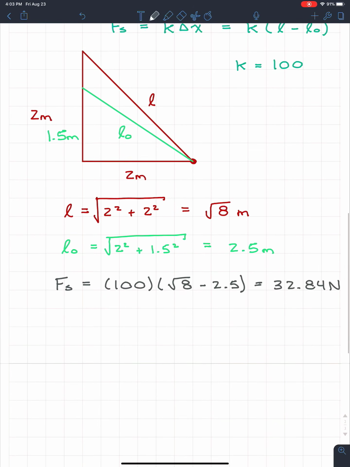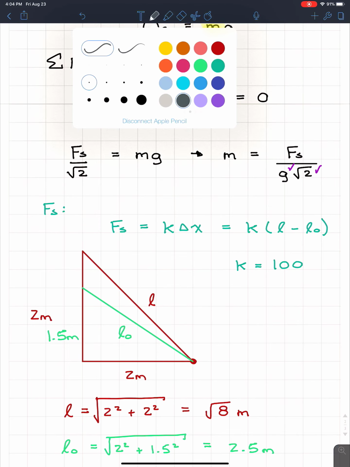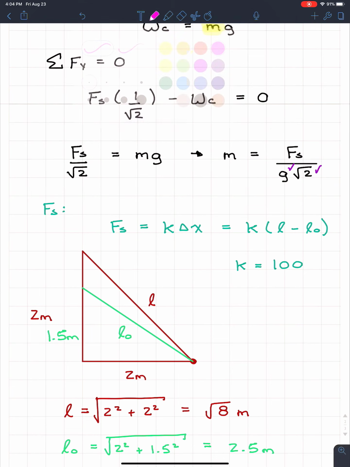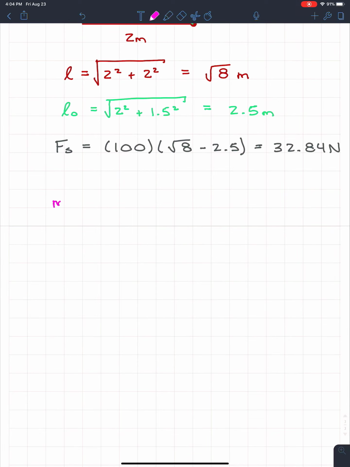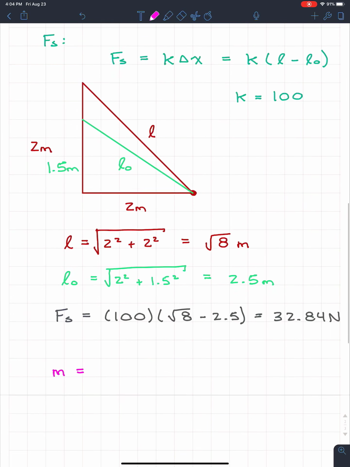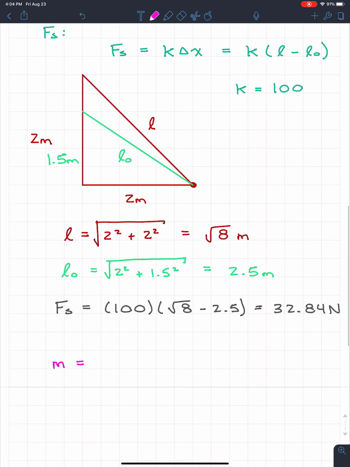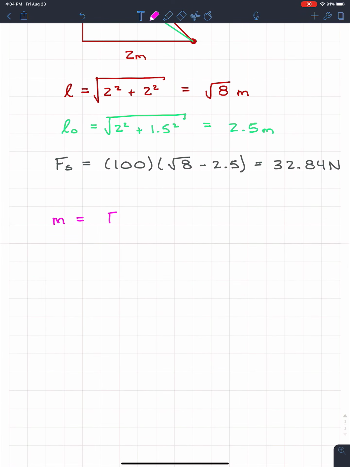Perfect. So now if we go up to the formula over here, which I'm going to highlight in the pink, I find the pink really shows the best. So if I go back to this formula, we can find the mass that we're interested in since we now know the force in the spring. So our mass is equal to, and I'm just going to write the formula down again so you guys know exactly what I'm doing. It's going to be the force of the spring divided by gravity times root 2. So let me just do that.